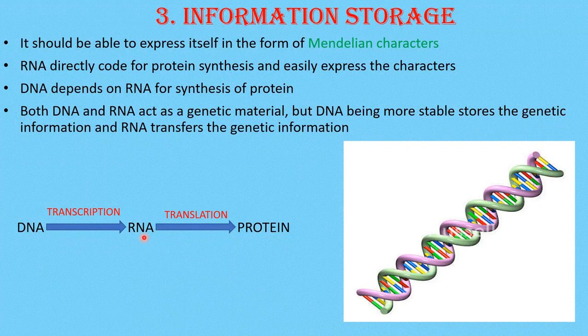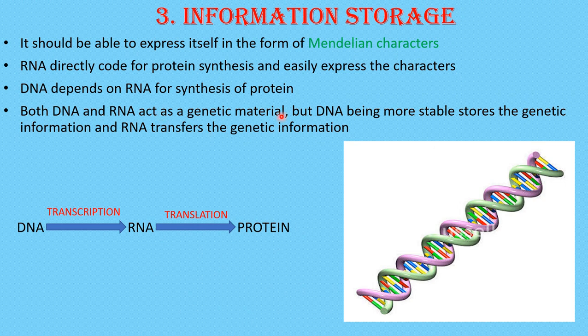Here RNA is directly involved in protein synthesis, whereas DNA depends on RNA for protein synthesis. DNA won't produce protein directly. DNA depends on RNA for protein synthesis, but RNA is directly involved in protein synthesis. Both the DNA and RNA act as genetic material.